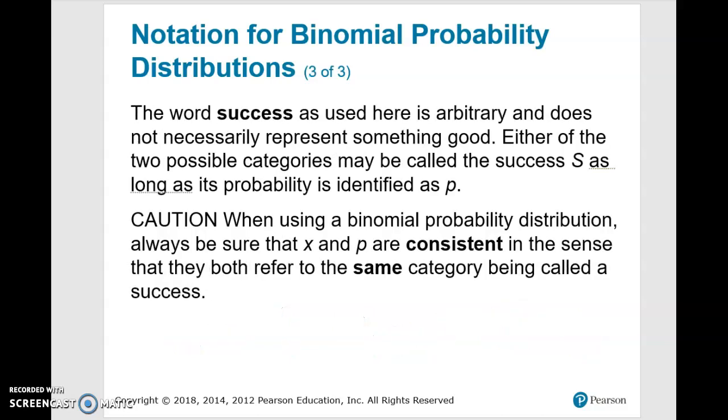The word success is used here arbitrarily, as I tried to explain before. It doesn't necessarily mean something good. Either of the 2 possible categories could be called success, as long as the probability is identified as P. So when you're using a probability distribution, because that term success can be arbitrary, you want to make sure you're always using X and P consistently, in the sense that they both refer to the same category being called a success. Otherwise, it could get confusing and lead to mistakes.